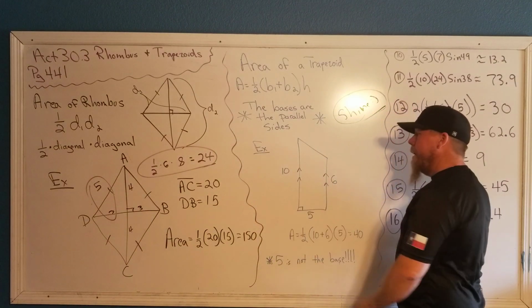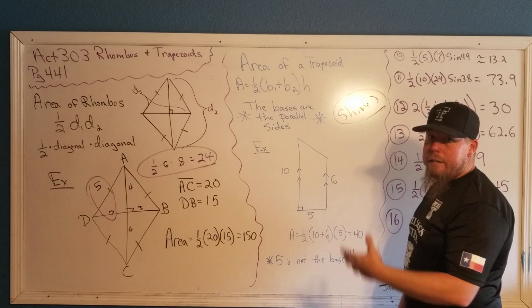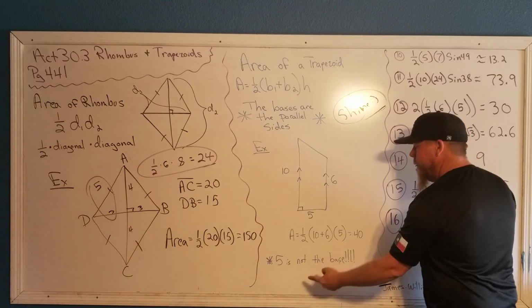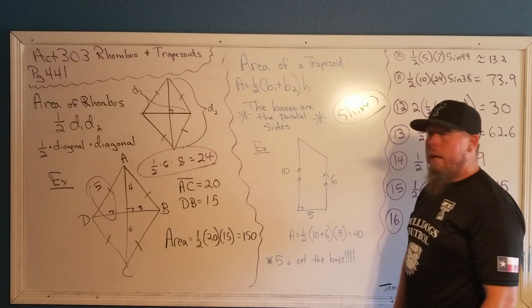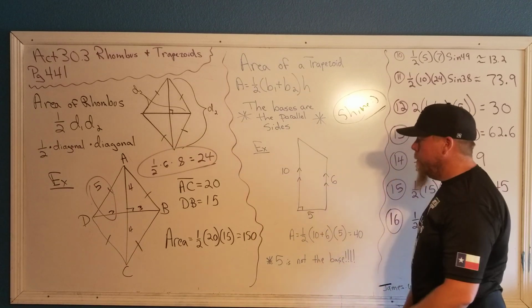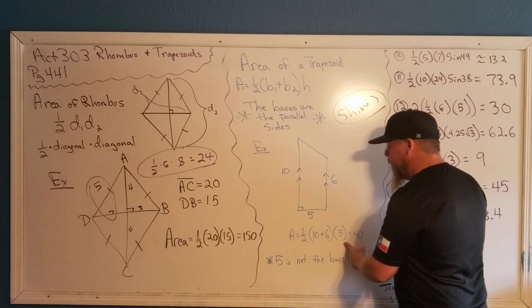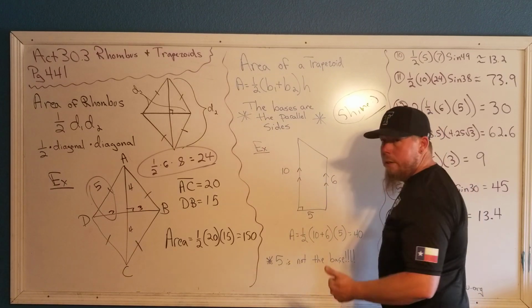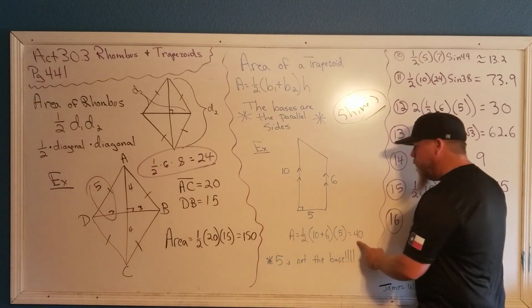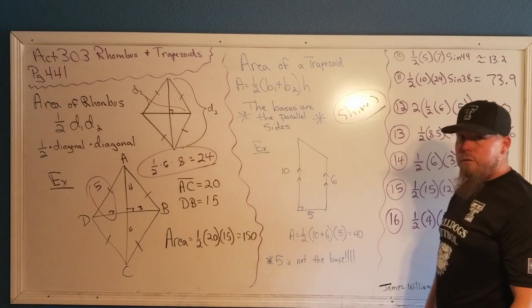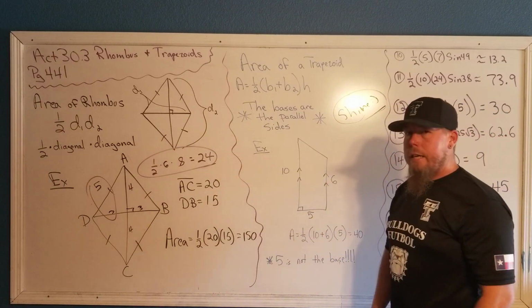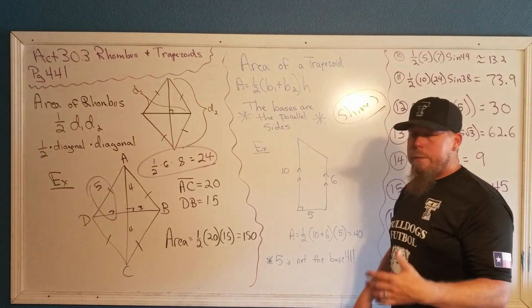As such, notice my example. I have a trapezoid that's kind of stood up on its end. The 5 is not the base, okay? The bases are the parallel sides. So you're going to want to do 1/2 times 10 plus 6, which is 16, times 5. 10 plus 6 is 16, half of which is 8. 8 times 5 is 40. So the area of this trapezoid is 40. And that's probably the most common mistake I see made there, people get confused about the bases.